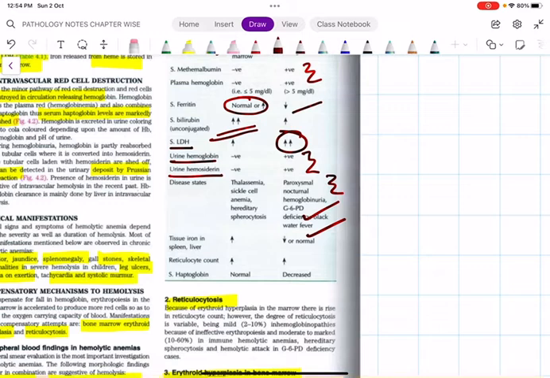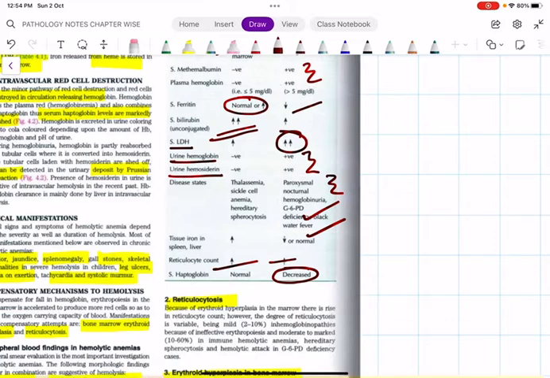Because the clinical case scenario which will be given to you for your exam will be based on this only. Based on all these features, they will be giving that the serum haptoglobin is decreased. Reticulocytes will be increased in all hemolytic anemias, so no doubt. And the iron deposition, the urine has hemoglobin, the urine has hemosiderin.